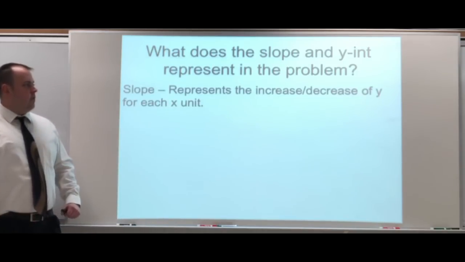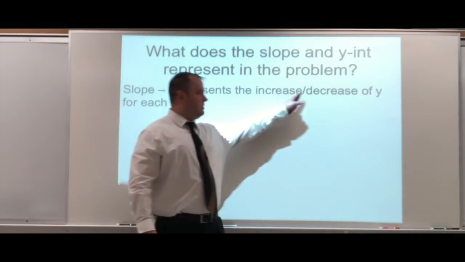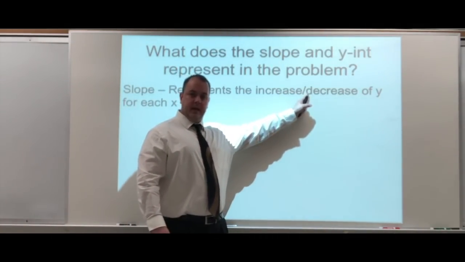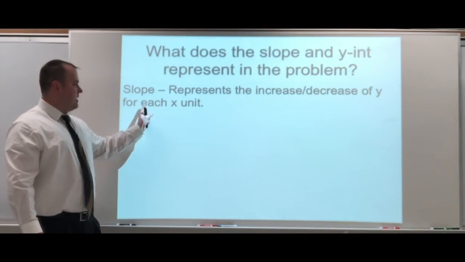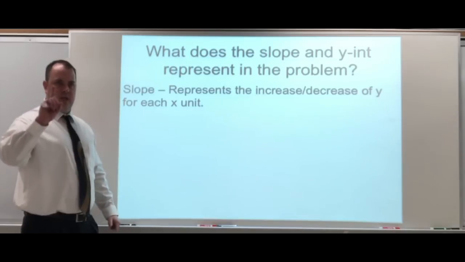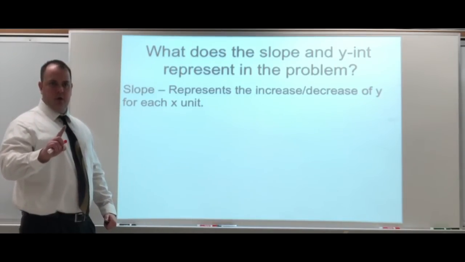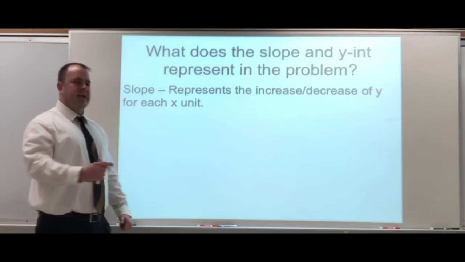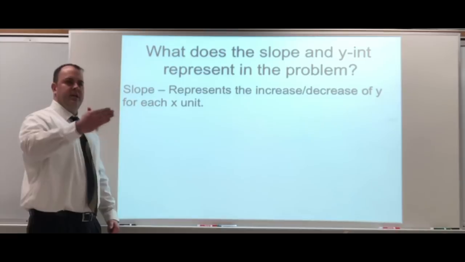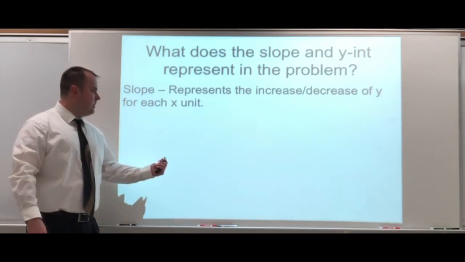So first, talking about the slope. Slope represents the increase or decrease of the y for each x unit. Increase or decrease depends on whether it is a positive or negative value. The second part that's important is each x unit. It is for each one piece of the x variable. The x variable is counting one at a time, and that's what is happening to the y for each time that x is gaining one value.